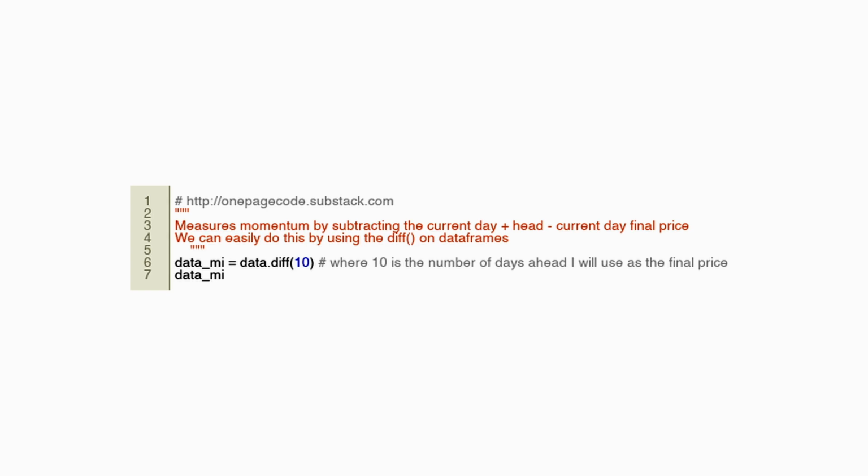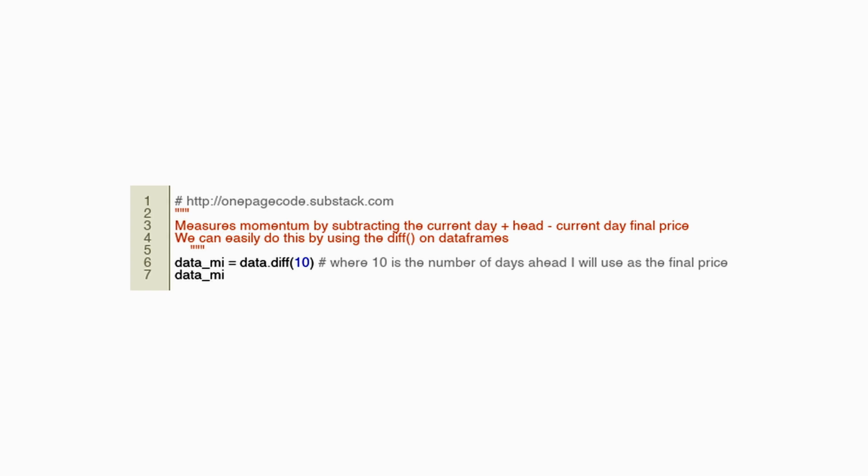In the snippet, the pandas library's diff function is applied to a data frame named data that likely contains historical stock prices. The diff function calculates the difference between the current row value and a subsequent row's value specified by the argument passed to the function, in this case, 10. This means the code is calculating the difference between the current day's price and the price after a gap of 10 days, which serves as a basic way to measure the asset's price momentum over that 10-day period.